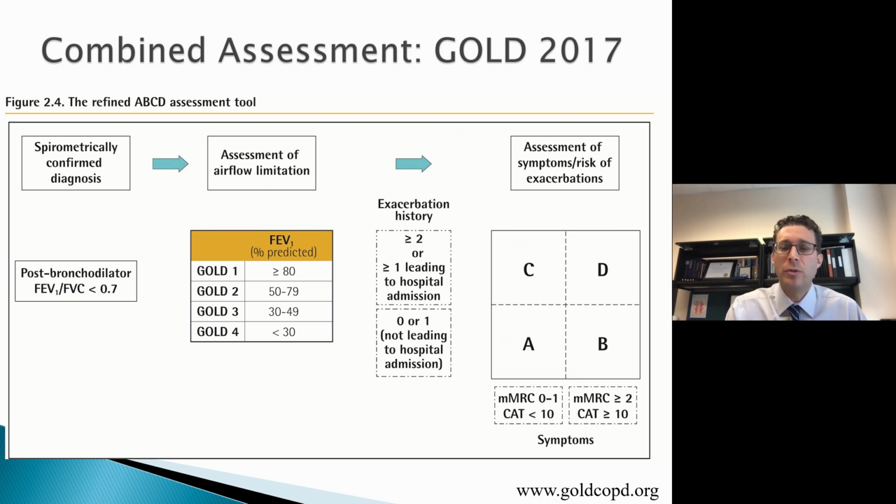So then you put these numbers together in both categories and come up with A, B, C, or D, where patients may range from low symptoms, low risk of exacerbations in category A to category D, which are high symptoms and high risk of exacerbations. And the updated guidelines use different drug therapies depending on these different letter grades.